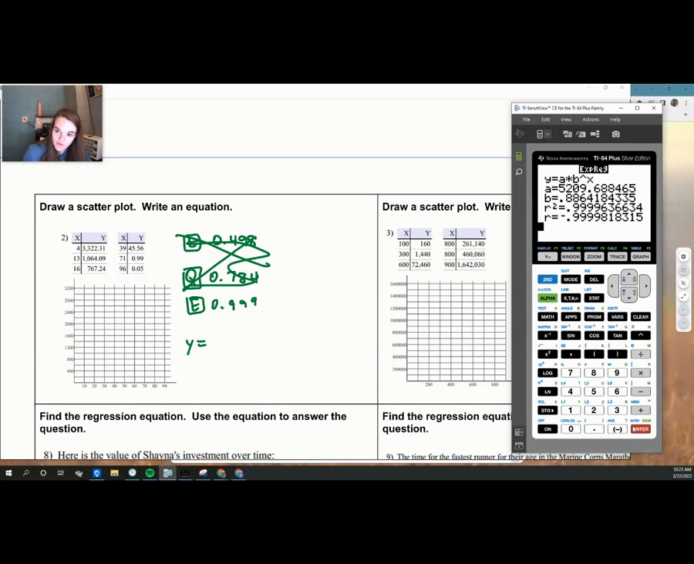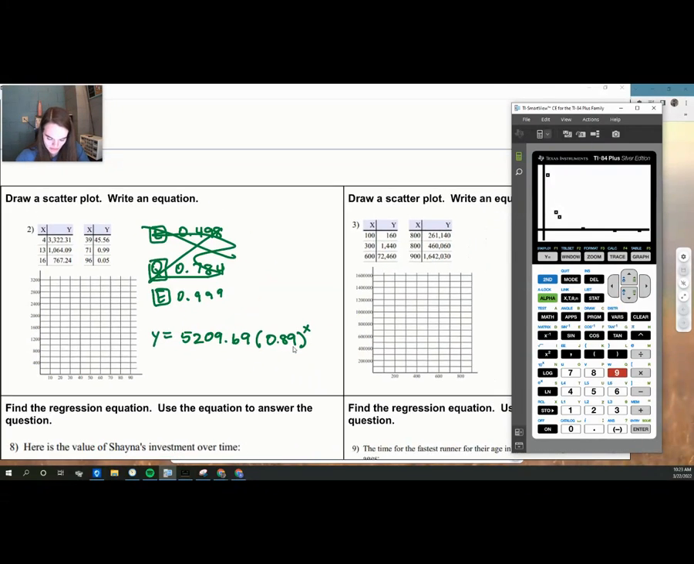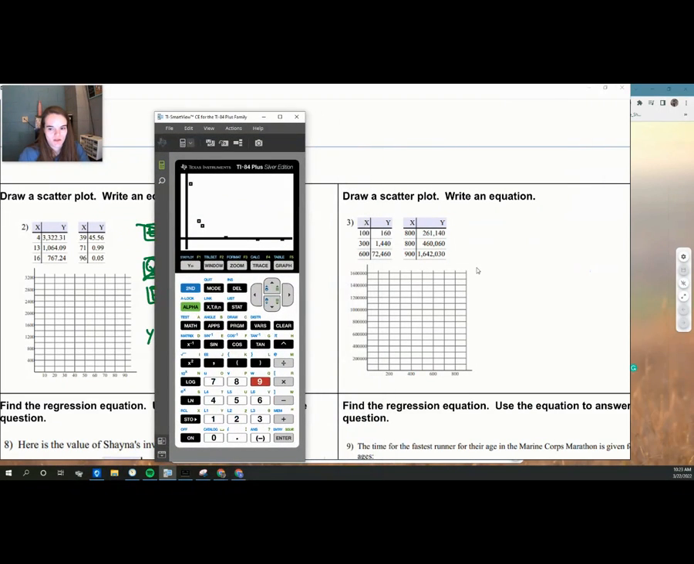So y is 5,209.69 times 0.89 to the x power. Let's look at, I'm just curious what the graph looks like. Oh yeah, see, look how it starts off and it goes down really fast. So that's how that one works. Okay. All right, last one we're going to do in this video is this one here. Okay, so go back to stat. We're going to edit, delete everything here.